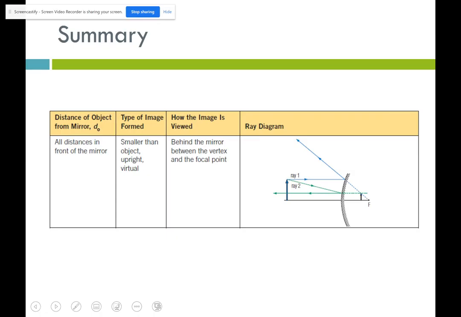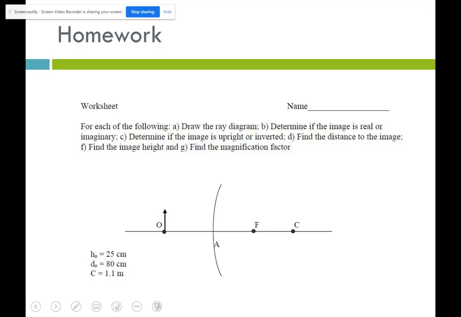Okay, so on Classroom, there is a worksheet for you, okay? We're going to be doing the same thing that we just did on those examples. So you're going to draw the ray diagram, okay? So this is your object. Whatever is beside the O, that's your object. The F here is your focal point. You don't need the C's, ignore that for now, and you don't need this information for now, okay? We're going to be talking more about that tomorrow.